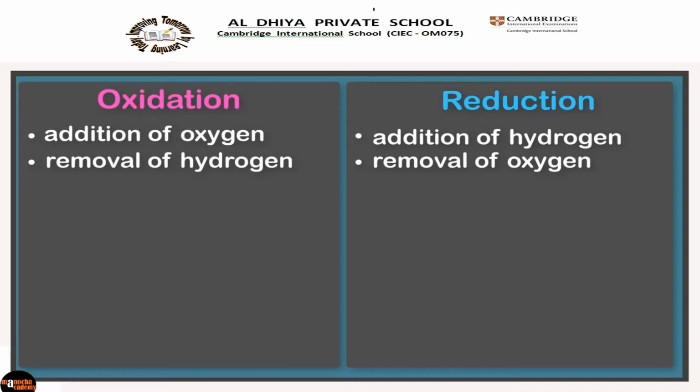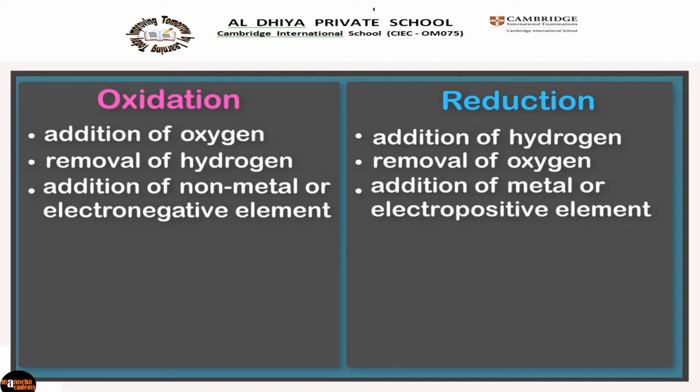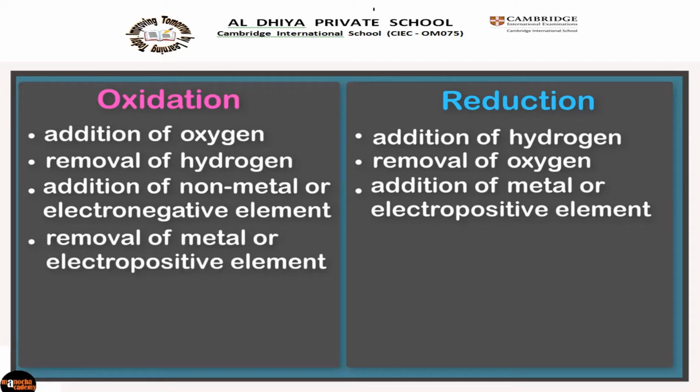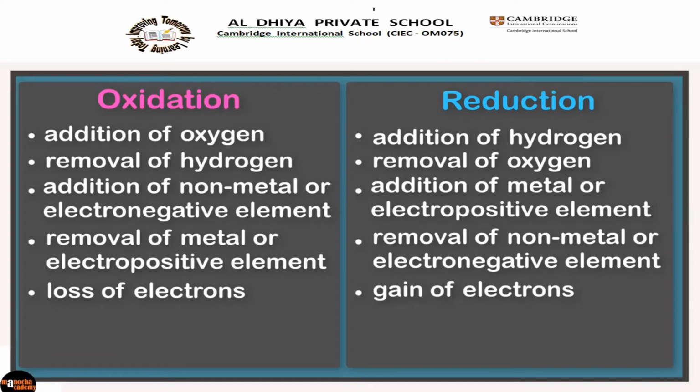Now, oxidation need not be only addition of oxygen. We can expand the definition to addition of any non-metal or electronegative element. Similarly, reduction can be addition of a metal or electropositive element. Now we can define oxidation as removal of a metal or electropositive element, and similarly reduction is removal of a non-metal or electronegative element. Oxidation can also be defined as loss of electrons and reduction is gain of electrons.